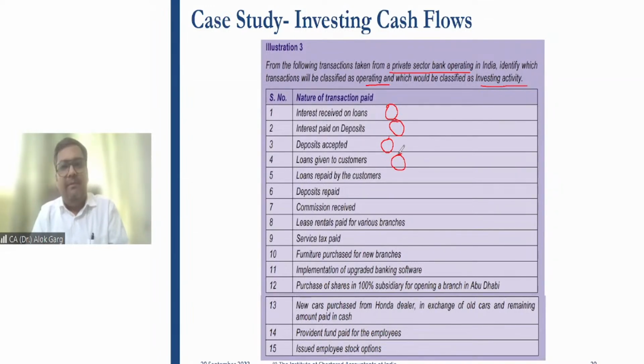If it would not have been a bank, and the company has given a loan to the subsidiary, then the company's bread and butter is not to give the loan. In that case, it would be investing. Right? Loan repaid by the customer, operating activity. Deposits repaid, operating activity. Commission received, operating activity. Lease rental paid for various branches. Lease rental paid, rent paid. Of course, for branches, it is an operating activity. Service tax paid, operating activity.